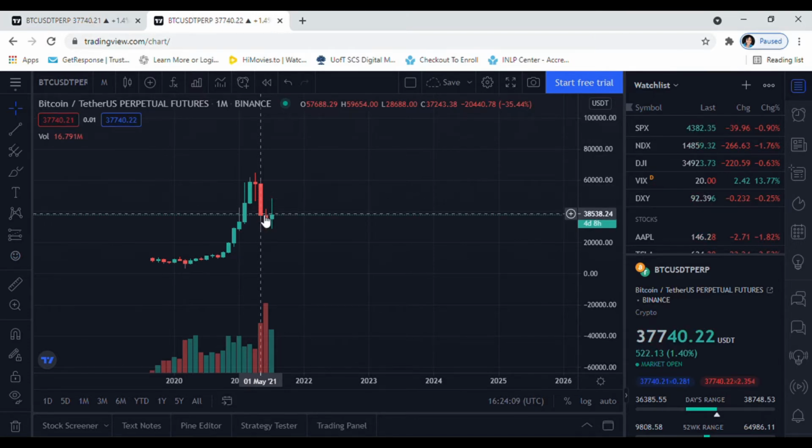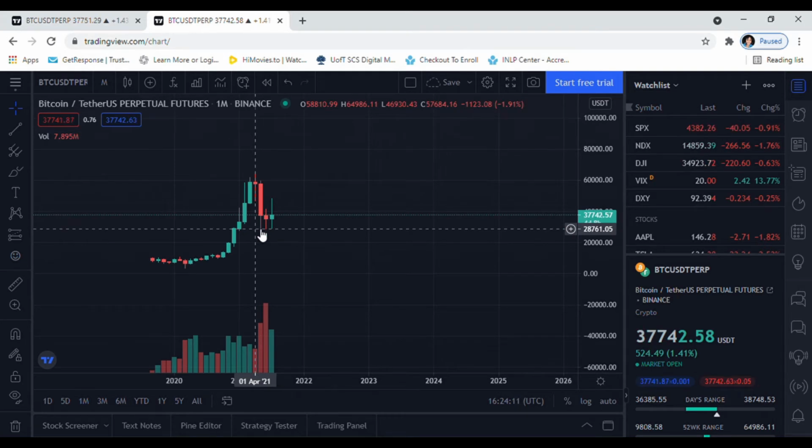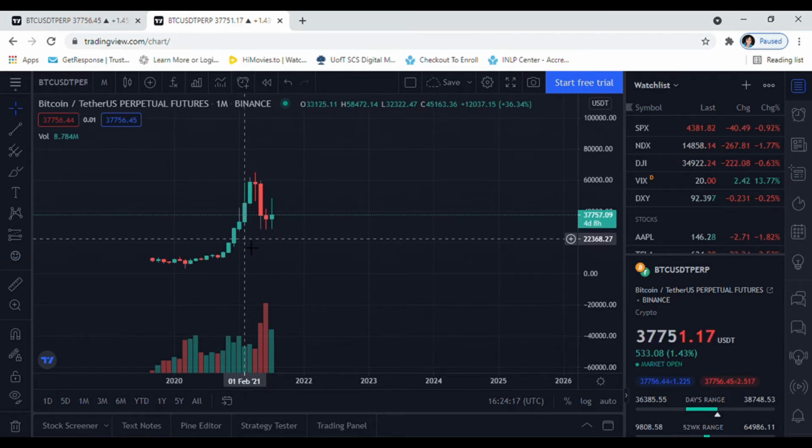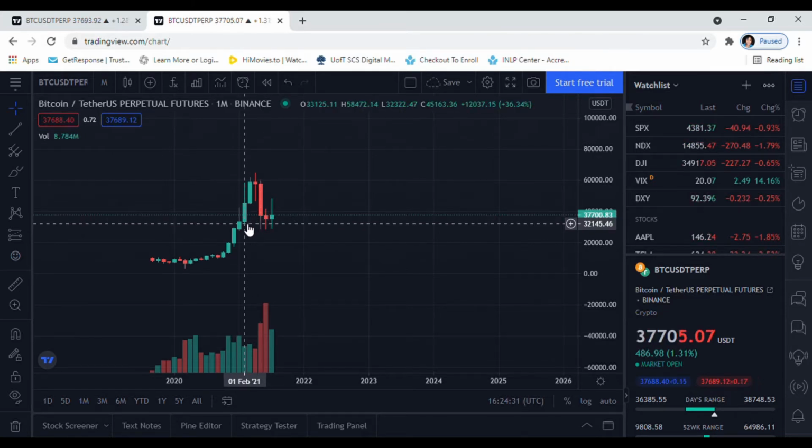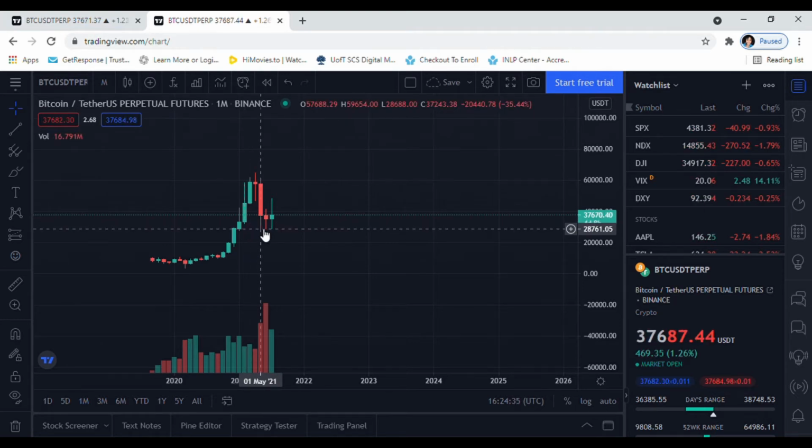But anyways, now let me explain to you what the colors mean. The blue candles represent that the price is going up, right? And the red candle represents that the price has gone down. So the blue candle shows us that the price has gone up, and the red candle shows us that the price has gone down.